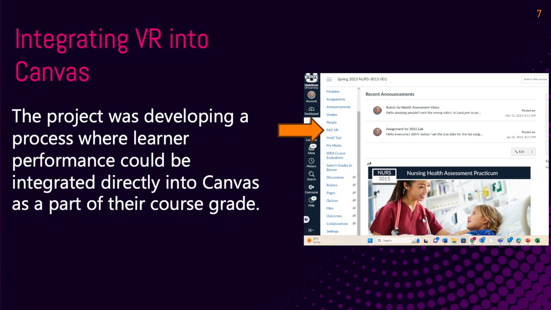So integrating VR into Canvas. So the project was developing a process where learner performance could be integrated directly into Canvas as a part of their course grade. So once we decided which assignment we wanted to do and assigned point values, Andrew and Ludo from the teaching technologies took it from there. They built the VR portion of this assignment and how it would be integrated into Canvas grading.